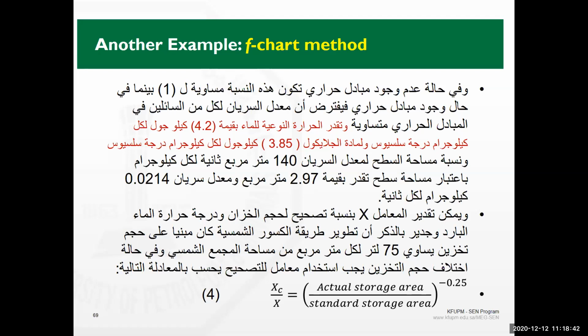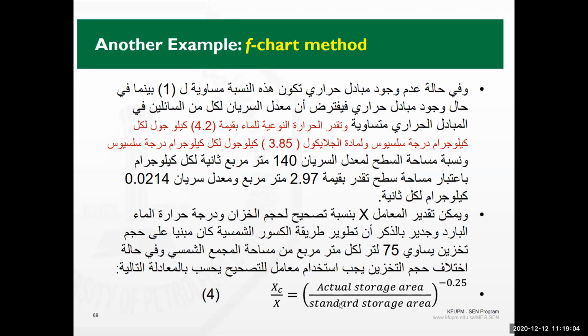مساحة السطح بالنسبة لمعدل السريان 140 متر مربع لكل كيلوغرام. According to an area of 2.97 square meter and a flow rate of 0.0214. This may vary from one collector to the other, and this is given normally based on the collector type that you have.